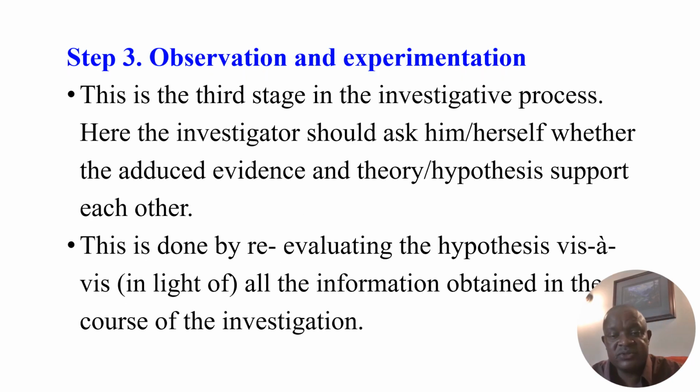And then step number three. So step number one is state the problem, step number two is form a theory or hypothesis. Step number three is observation and experimentation. This is the third stage in the investigative process. Here, the investigator should ask whether the adduced evidence and the theory or hypothesis support each other. This is done by evaluating the hypothesis, and vice versa, in light of all the information obtained in the course of the investigation. Observation and experimentation is step number three.